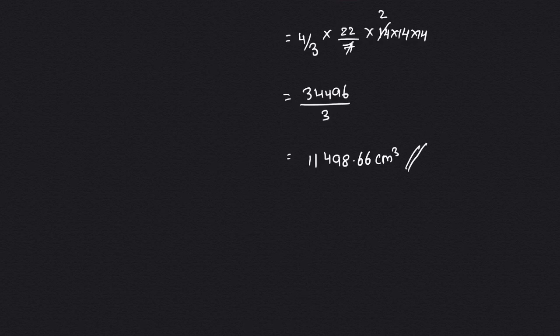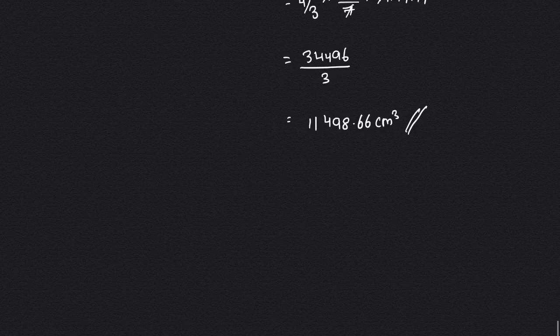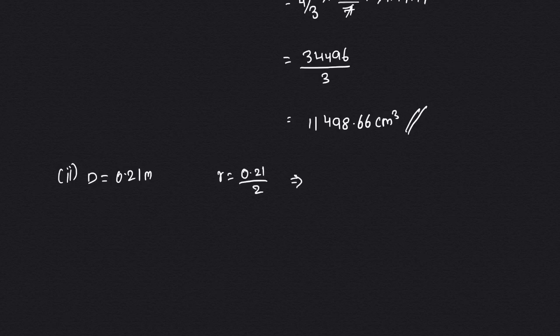Then move to the second part of question number 2. The same process only. The value is 0.21 meter. This is not a radius, it's a diameter. Radius is equal to this one divided by 2. So radius is equal to 0.21 divided by 2. The final value is equal to 0.105 meter. So again the same story.